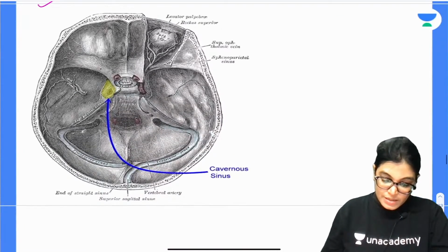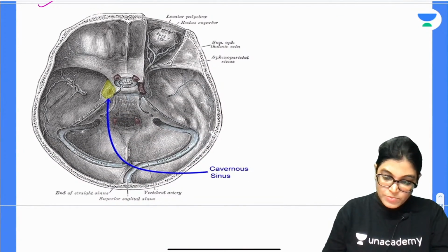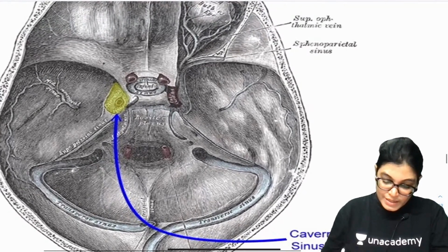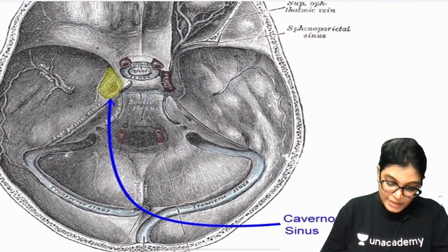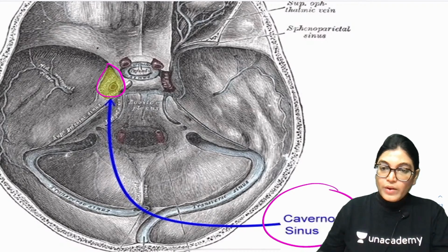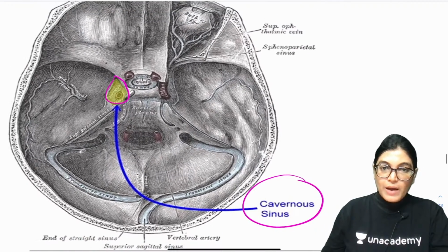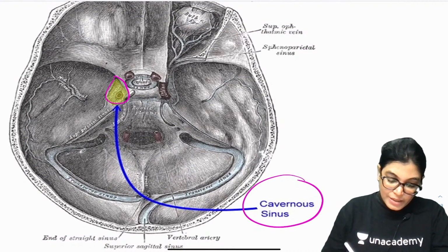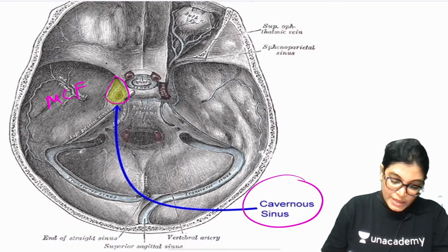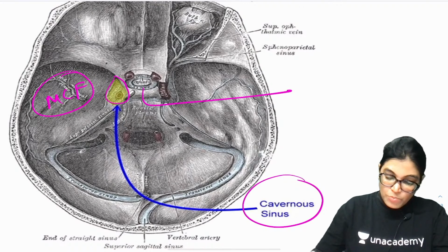So this is how the cavernous sinus has been shown in the diagram. Here you can see the cavernous sinus outline, and this is exactly where it is located. You can appreciate that it is located in the middle cranial fossa, on either side of the body of the sphenoid.